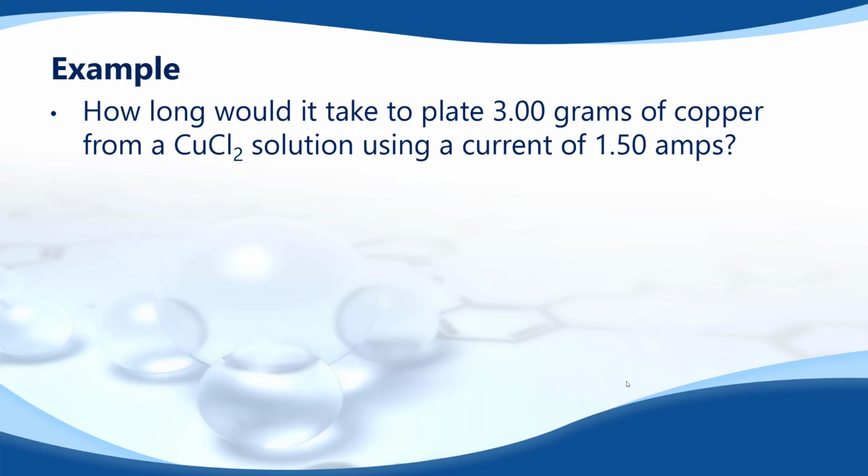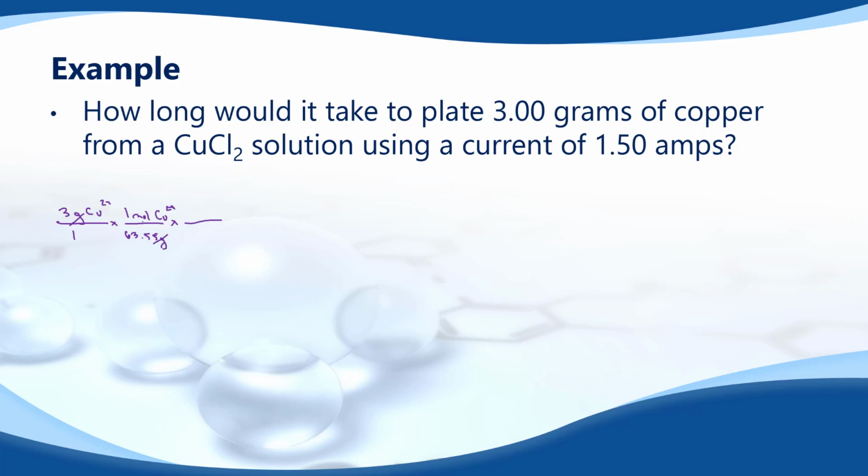Okay, so for this, while you could start off using 1.5 amps as your initial number, I'm going to start off just using the 3 grams. So we have 3 grams of copper. From grams, the first place I want to go is always to moles. So 1 mole of copper is 63.55 grams, and the grams cancel.